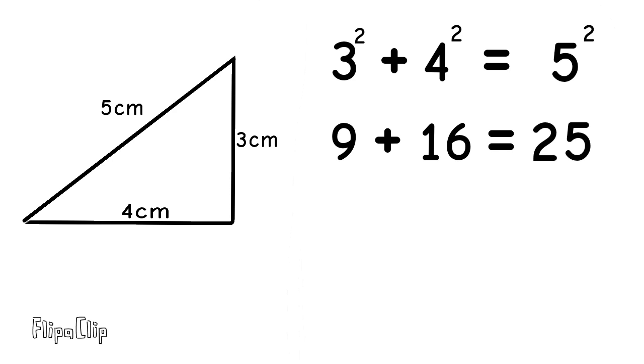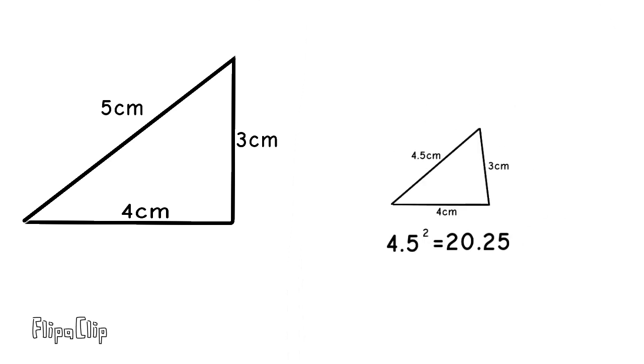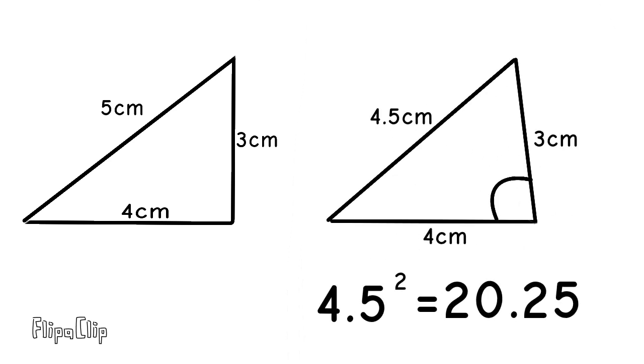If I measured the length of the hypotenuse, then squared that value, and I got a number other than 25, then that would only mean that this is not a right angle triangle. The only way this can be a right angle triangle is if the hypotenuse is 5 centimeters long.